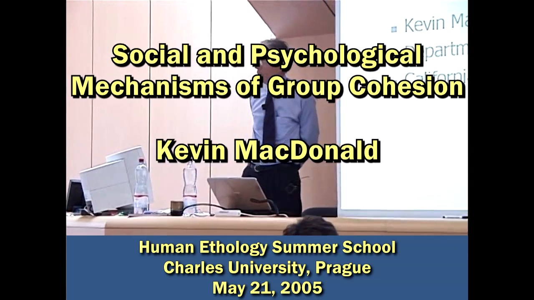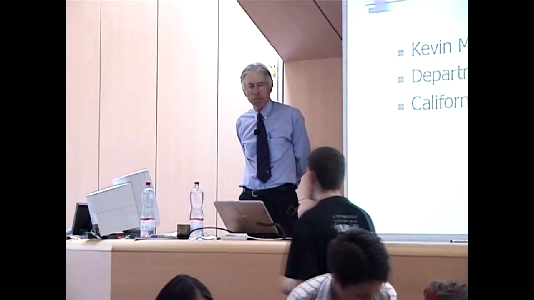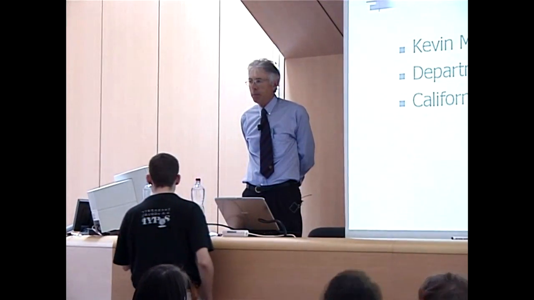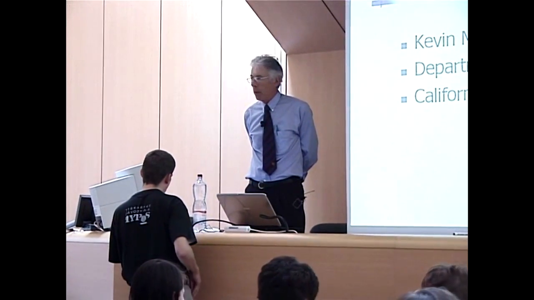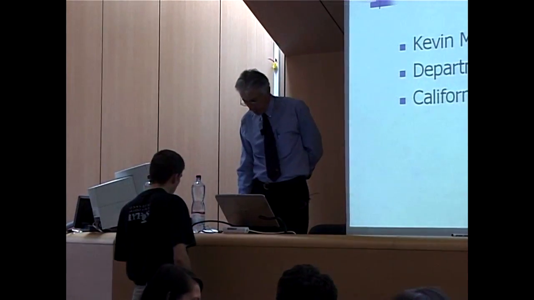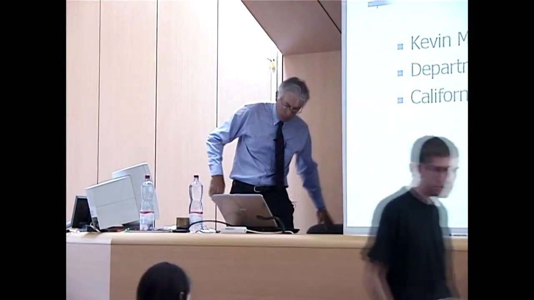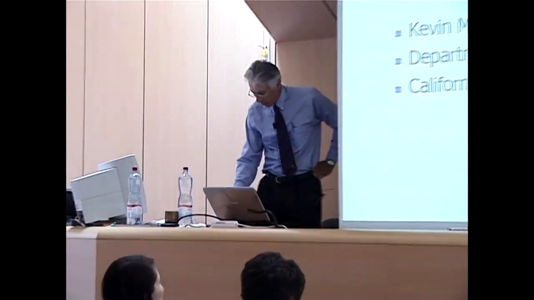We're going to switch gears here a little bit, although there are some relationships to what I was talking about earlier. This is on social and psychological mechanisms of group cohesion, and one of the biggest problems in evolutionary thinking has been, how does natural selection operate?